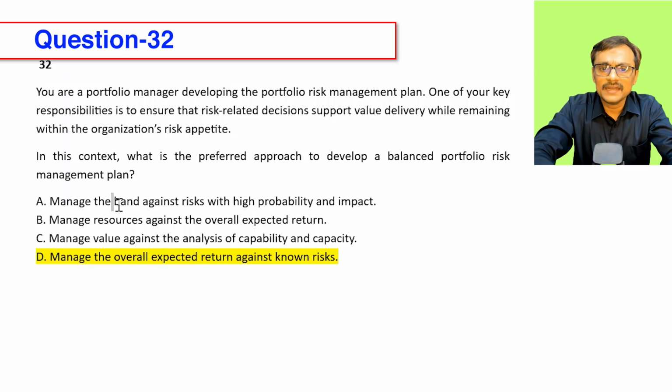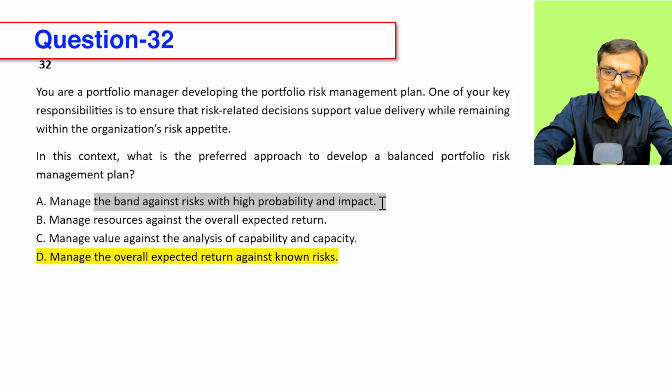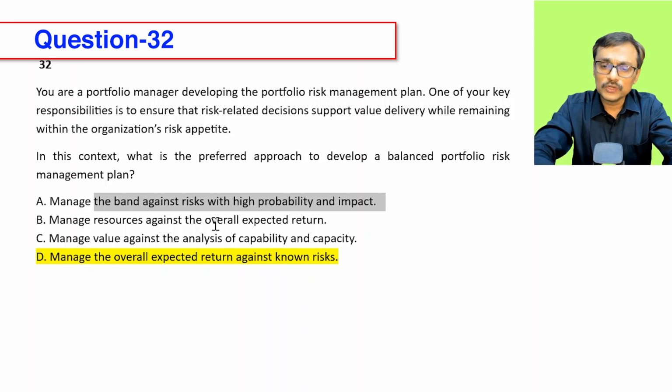So manage the band against risk with high probability and impact. It is saying the overall approach should be that I should be focusing on high probability and impact risk. Yeah. So say, what is high? I need to do risk management as per the risk threshold we have agreed upon. Yeah, that's there. In a way, it is partially right, but I need to see something more. At a portfolio level, risk is not just associated with ensuring the negative threats are not happening and opportunities are maximizing. We may purposefully or consciously take some amount of risk for the expected return.